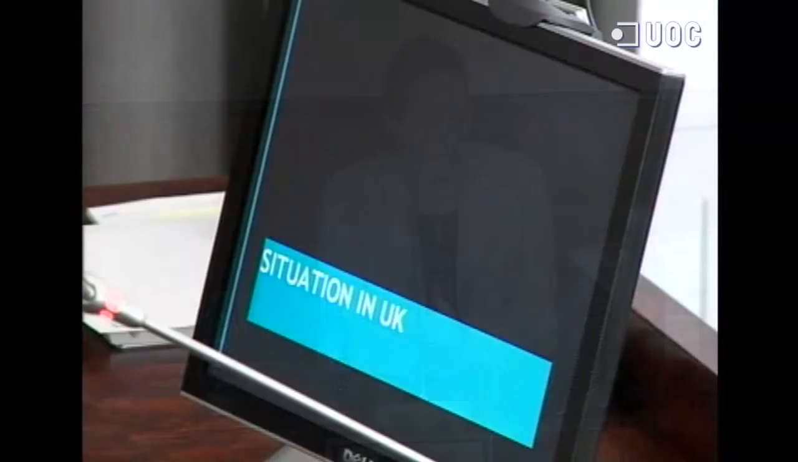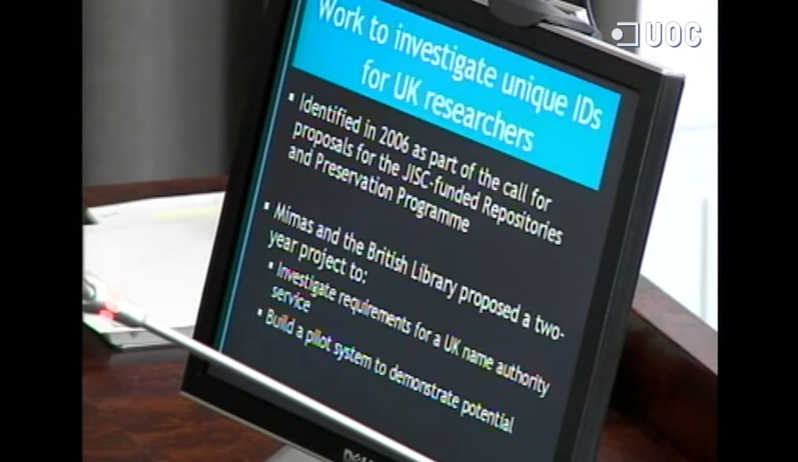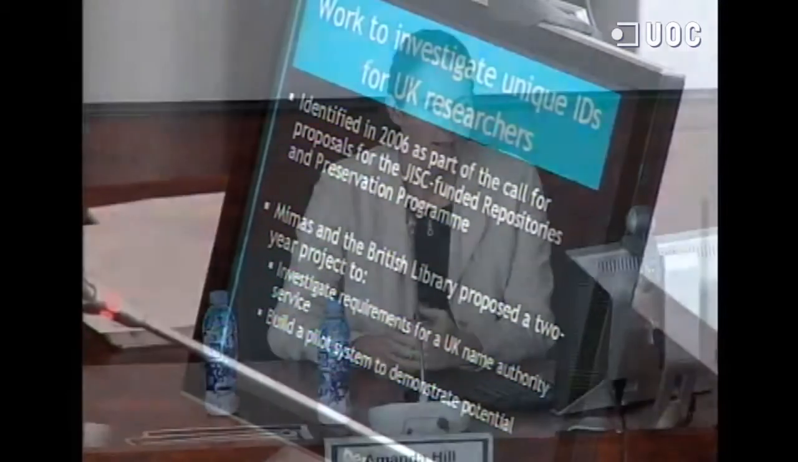So in the UK, obviously, which is the situation I'm working in, our project began in 2006 as part of a repositories program. So we were already in the repositories area when we first started. And MIMUS, which is a data centre at the University of Manchester, and the British Library put together a proposal to investigate the requirements for a national service and to build a pilot system that would demonstrate its potential.